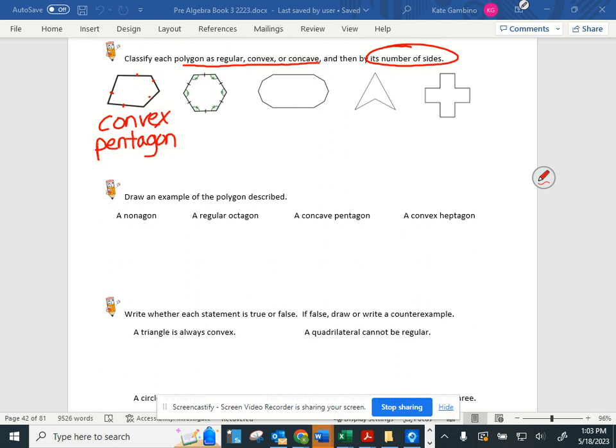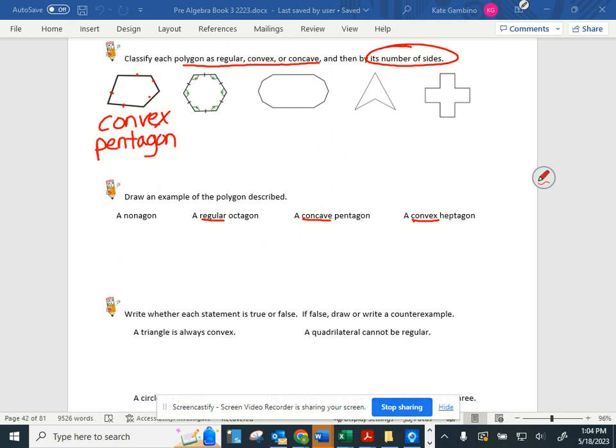Then you have to draw an example of the polygon described. A nonagon is going to have how many sides? 9. They don't tell us if it has to be regular, convex, or concave. So you just have to make sure it has 9 sides. Here, it's telling us what that certain sided shape is supposed to look like. So if it's regular, you need to label it so I know that it is a regular octagon. So you need to put your notches, or a measurement for each side, so we know that they are all congruent.